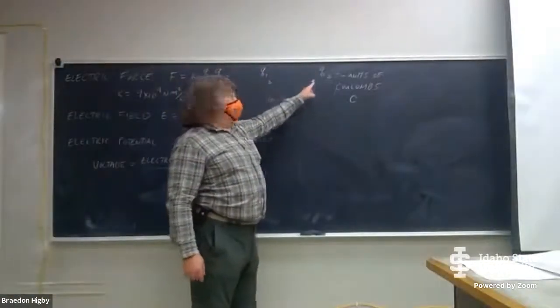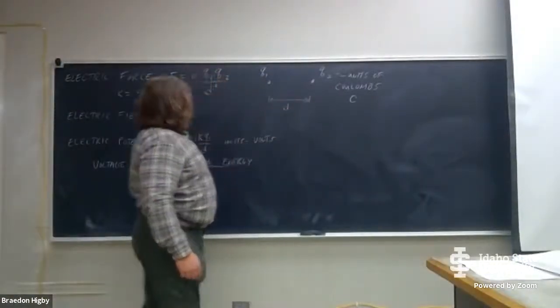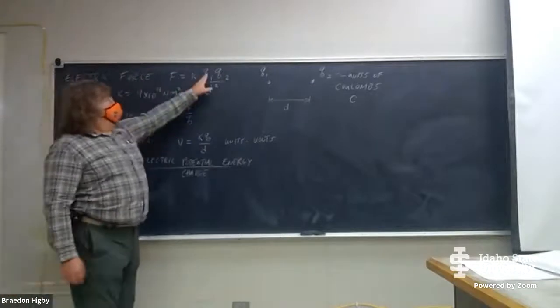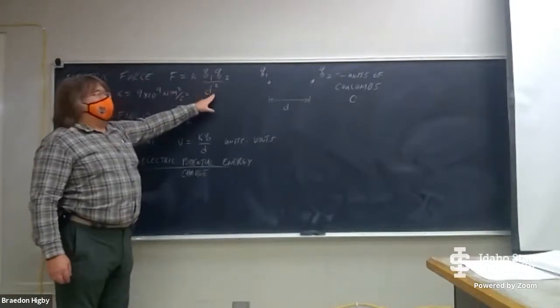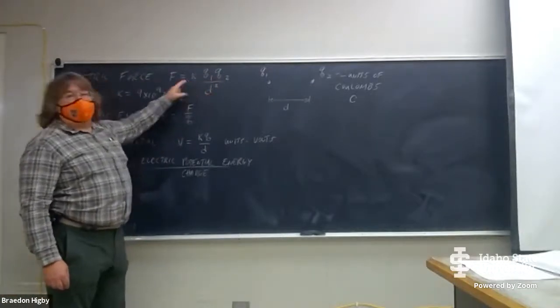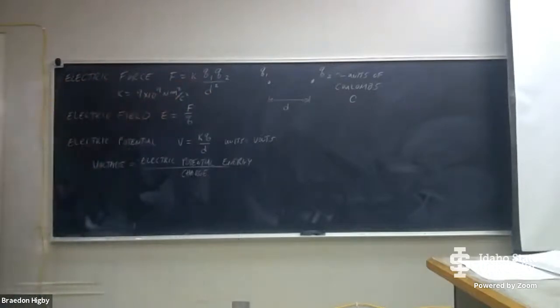So two charges called Q1 and Q2, both measured in coulombs, if they're a distance d apart, the force between them is going to be the product of that charge divided by the separation squared, times the constant. A useful concept that we use to also describe this relation is the electric field. And that's basically force per charge.